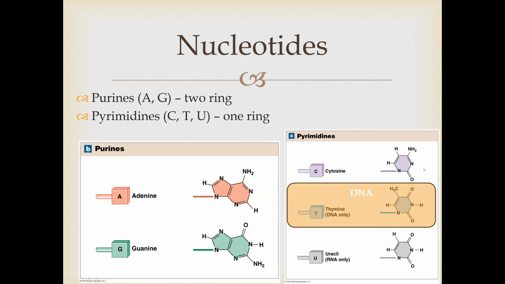Pyrimidines have just one nitrogenous ring, and the pyrimidines include cytosine, represented by C, thymine, represented by T, and uracil, represented by U. Notice that thymine is only found in DNA, and uracil is only found in RNA.